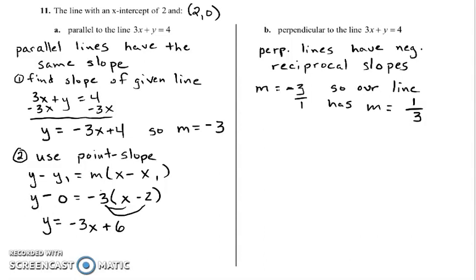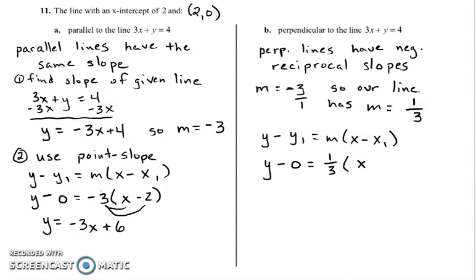So, using the point-slope form again, we have y minus y1 equals m times x minus x1. We still have the same point 2, 0, so y minus 0 equals 1/3 times x minus 2. And now we distribute the 1/3. So y minus 0 is just y. And we have 1/3 x minus 2/3. And that is our final answer.